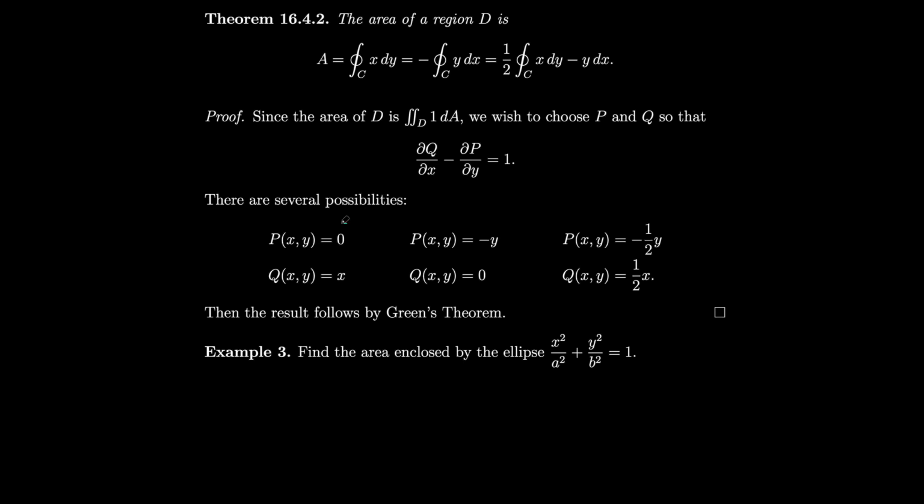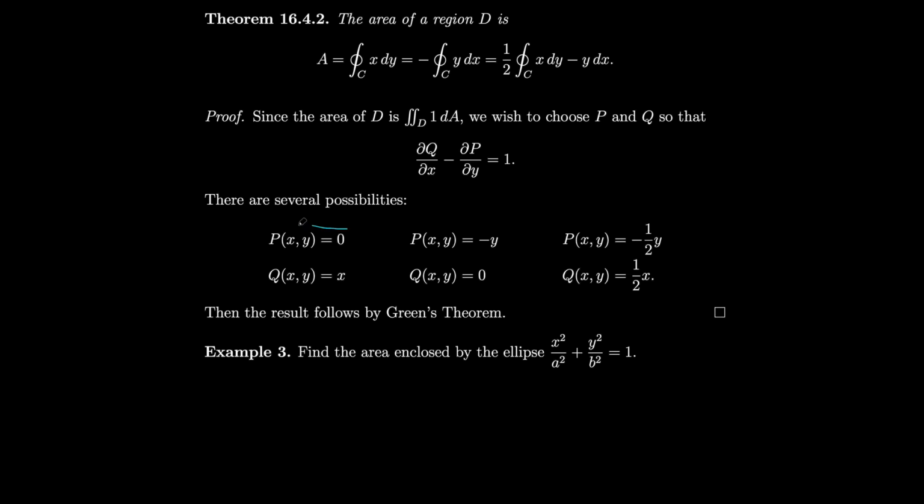So in that case, we could take P equals 0 and Q equals x. Then you take the partial of Q with respect to x, you get 1 minus 0, which is 1, so this works. And then if you take P equals minus y, you take that partial with respect to y, you get minus 1, so you do minus minus 1, and you get 1, so that works when Q is 0. And the other possibility is that P is minus a half y, and then Q is half x. Taking the partials gives you half minus a minus half, so it's half plus a half, which is 1.